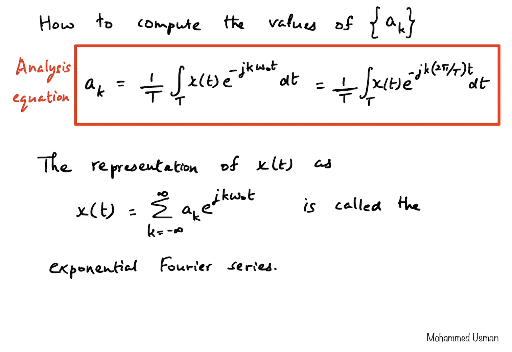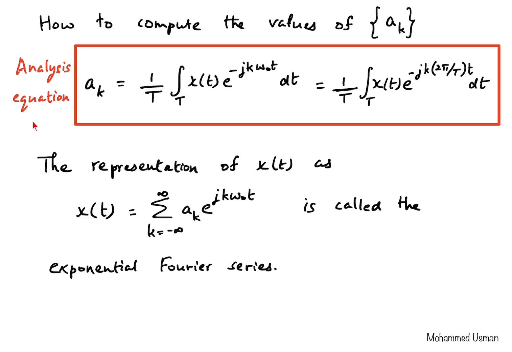Previously we talked about the synthesis equation, where we represent a signal as a summation or linear combination of complex exponential signals, and we called this the synthesis equation in the previous lecture. Now the equation that is used to compute each of these a_k is given in this red box here. This equation is called the analysis equation. What we have on the right hand side here is that we have replaced omega naught with 2 pi by T, because omega naught is equal to 2 pi by T. So you can just write it as omega naught as well.